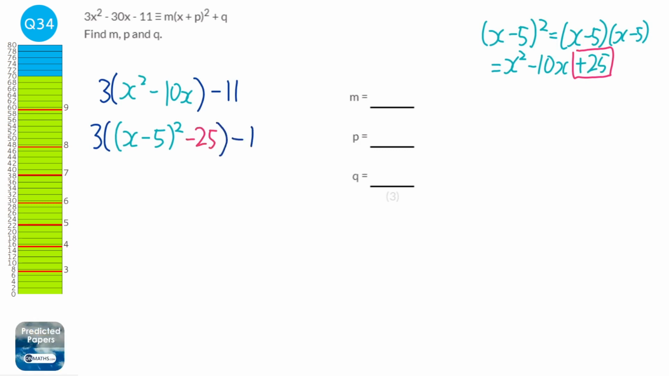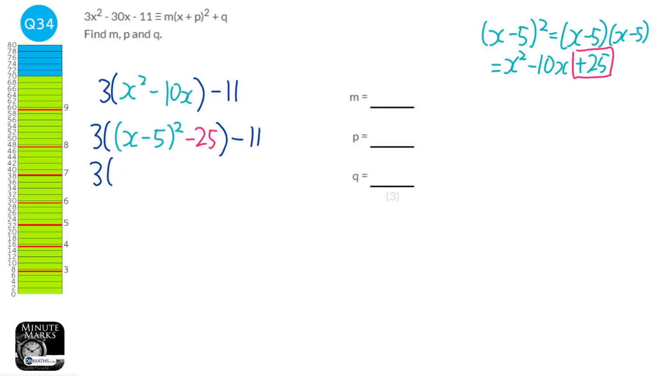Close brackets, minus 11. So the blue parts haven't changed. The turquoise parts are the completing the square bit, but the minus 25 just removes that 25 that the x minus 5 squared brackets create. Okay, so we need to get that minus 25 outside the brackets. So we're going to expand the brackets slightly. I'm going to leave the 3 on the outside of the x.